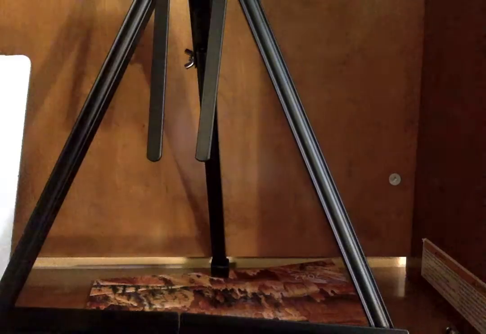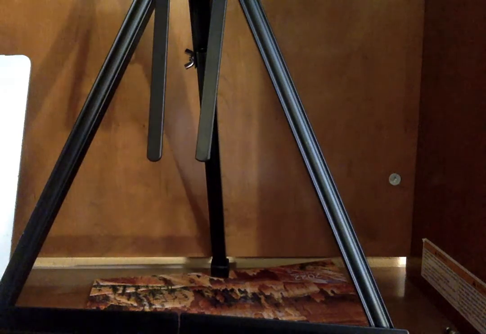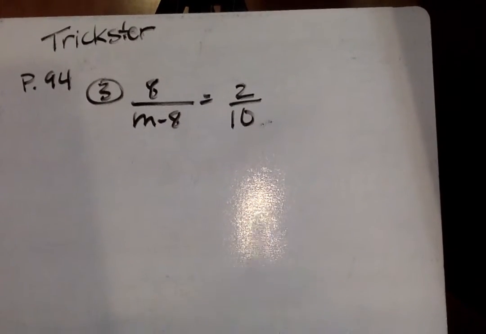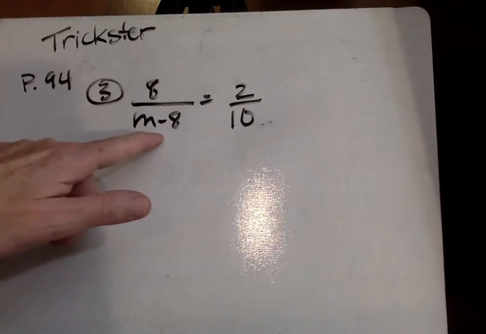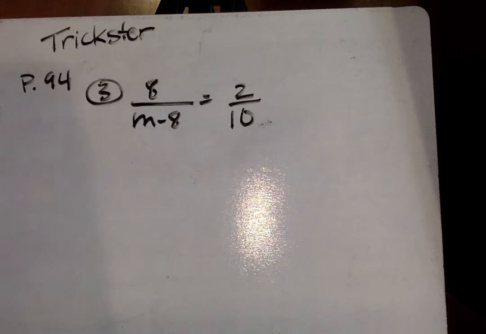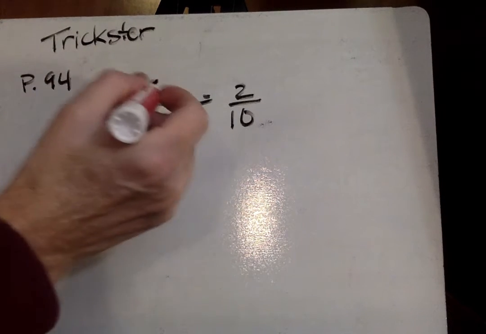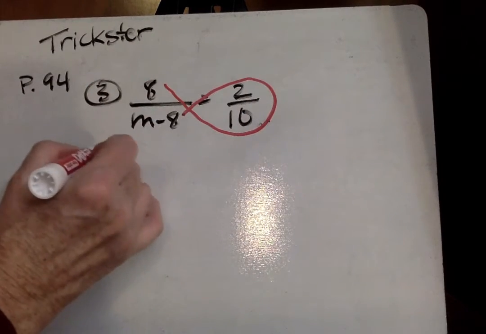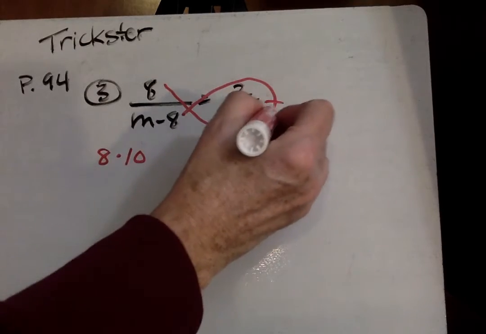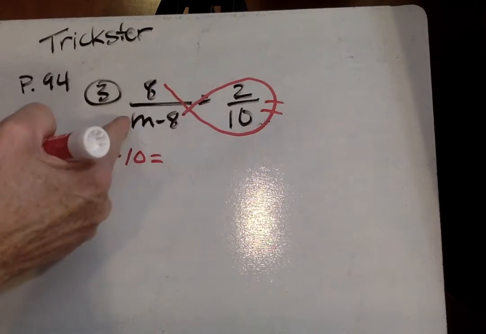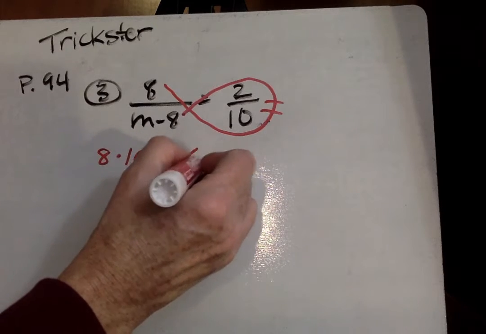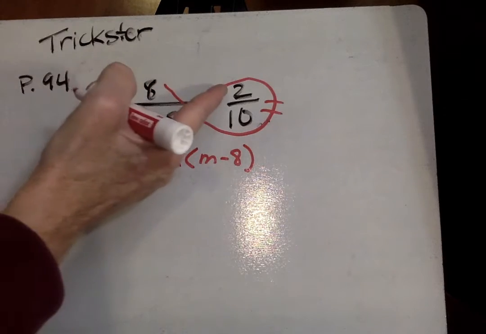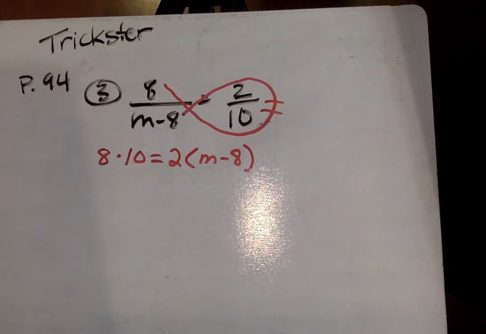Now I'm going to do one trickster problem that's on the back. Now this one, see, it has m minus 8. It doesn't have just the letter m. So again, we're going to go through our same steps: cross multiply, or what I call the fish. I follow my line, 8 times 10, equal sign in the fish's mouth, 2 times m minus 8. And m minus 8 needs to be in parentheses because we have to distribute the 2, because it has to be 2 times m and 2 times 8, both of those.